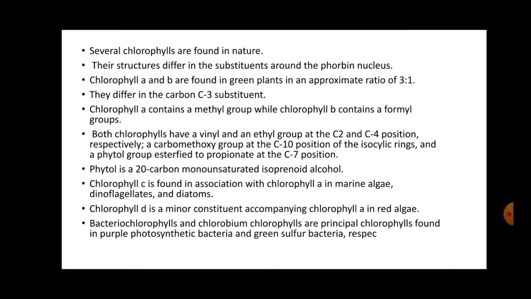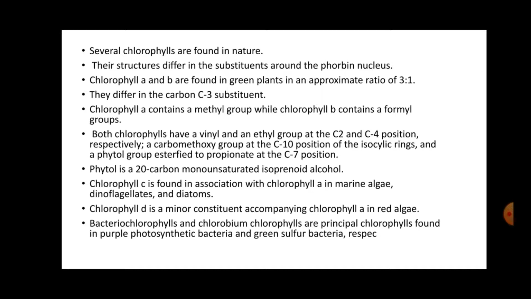Both chlorophylls have a vinyl and ethyl group at C2 and C4 position respectively and a carbomethoxy group at C10 position of the isocyclic ring. It contains a phytol group esterified to a propionate at C7 position. What is the phytol chain? It is made up of a 20 carbon monounsaturated isoprenoid alcohol.